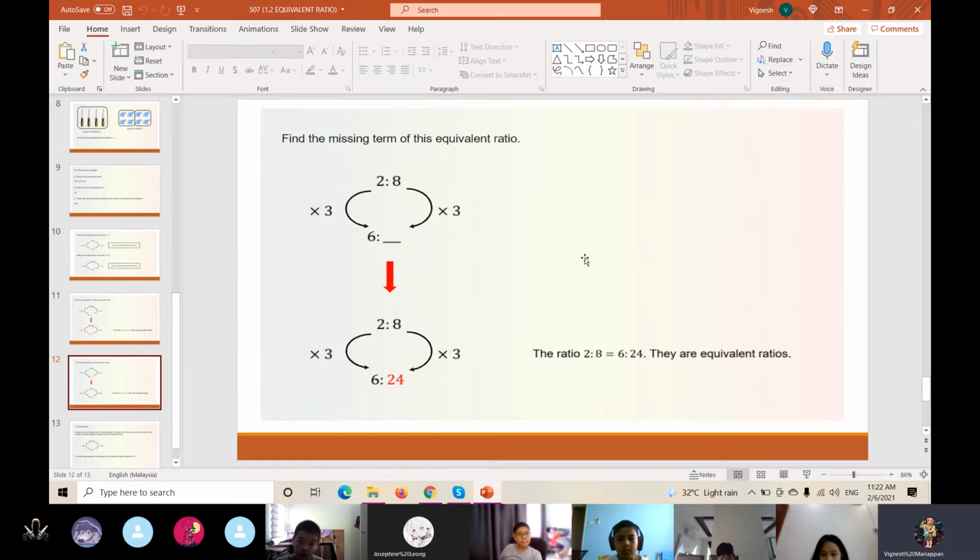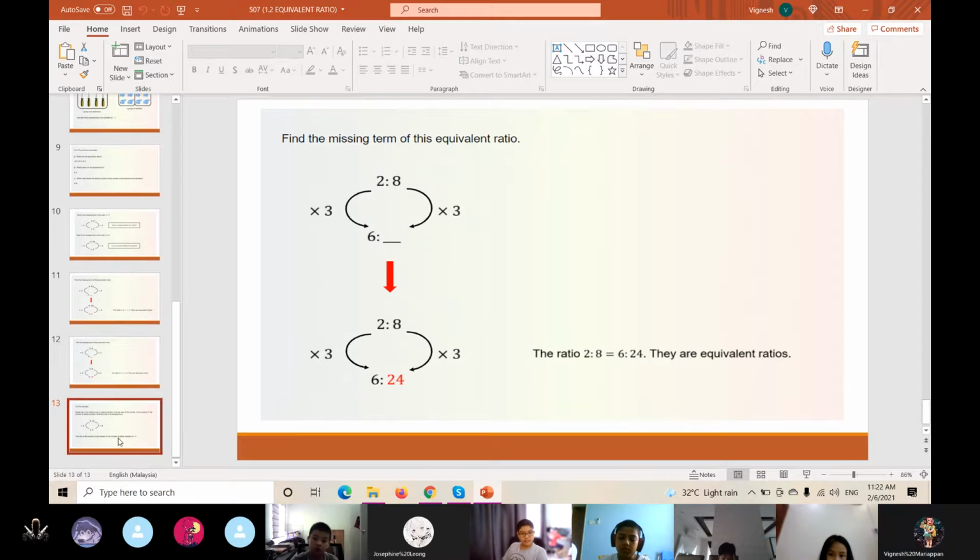Okay, let's say the ratio is 2 to 8. For 2, you already got the answer 6. So automatically you should know it is multiplication. They multiply 2 with 3. If they multiply 2 with 3, then 8 also must be multiplied with 3. Yes, so 8 multiplied by 3 is 24. So 24 is the missing term of this ratio. Understand or not?